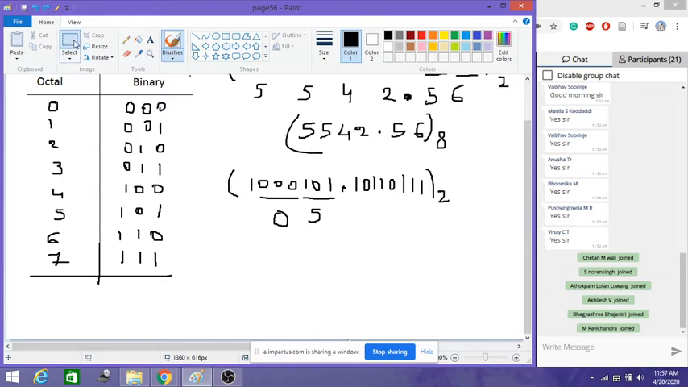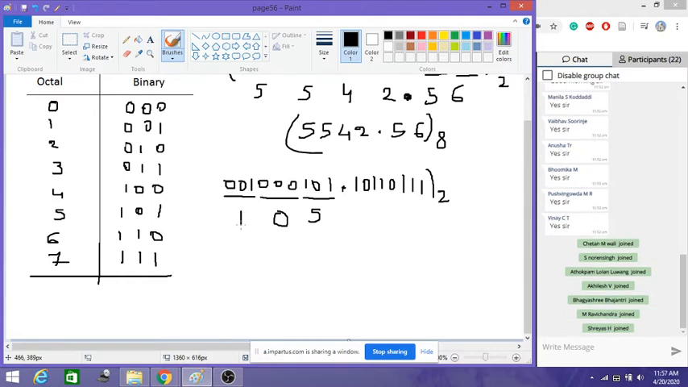Let me clear this bracket here because it is not required. So if there are no bits here to complete this format, what we have to do is add zeros to its left and then group it. So now this is nothing but 1.